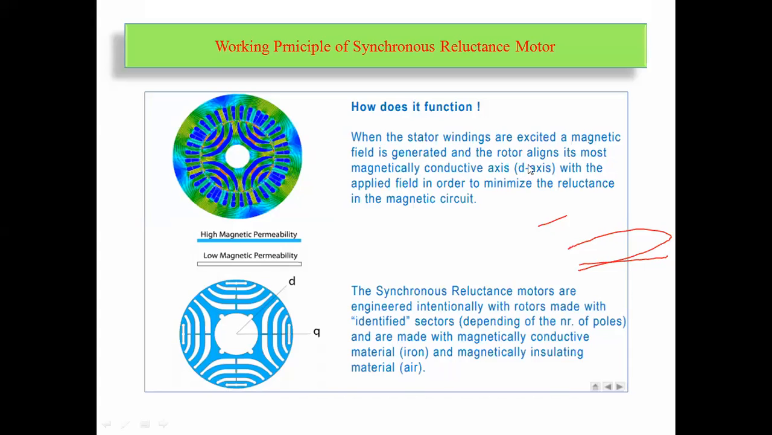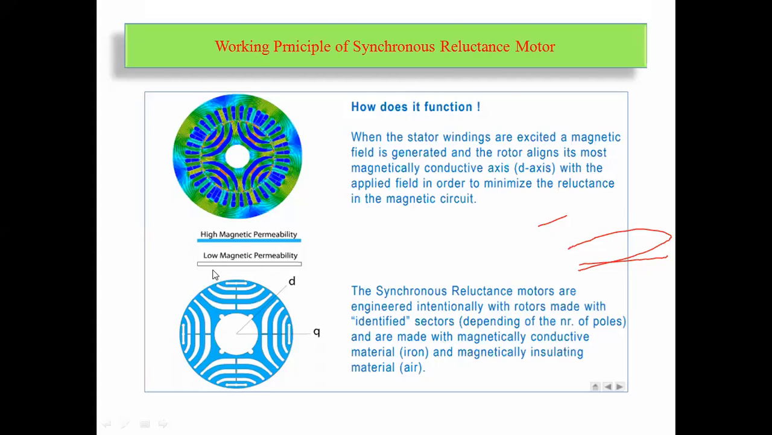The rotor aligns with the applied field in order to minimize the reluctance in the magnetic circuit. Now the synchronous reluctance motors are engineered intentionally with identified sectors depending on the number of poles, and are made with magnetically conductive material, which is nothing but iron, and magnetically insulating material, that is air.